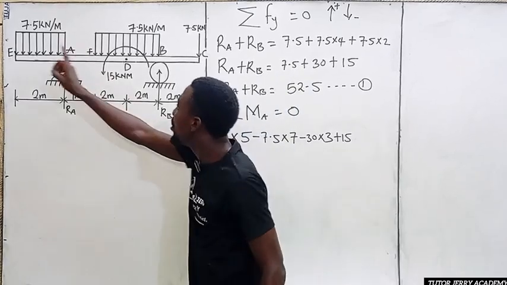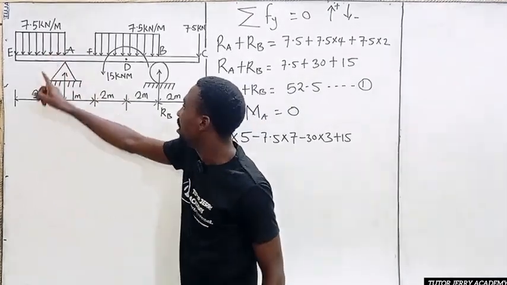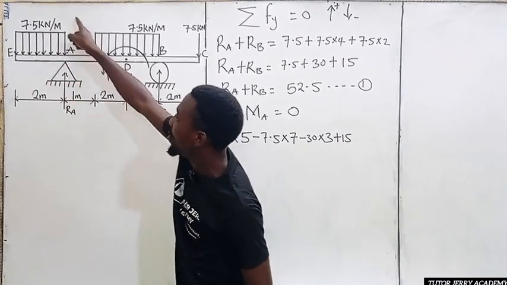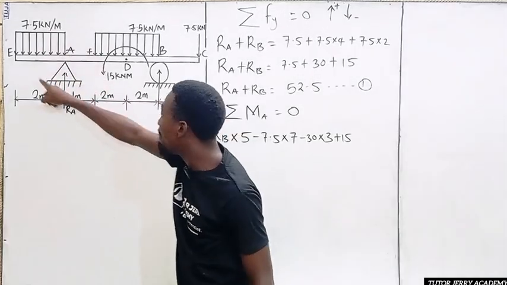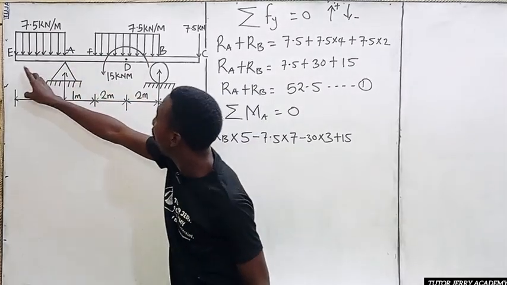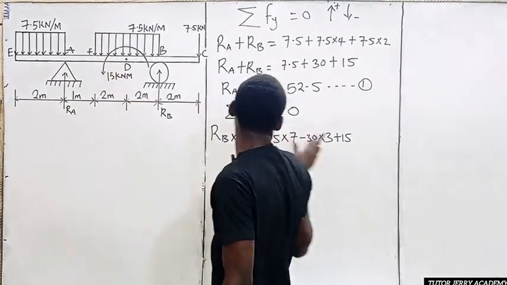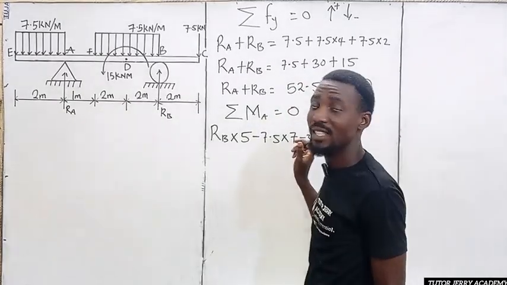And this moment that we are taking is going in what direction? It's going in an anti-clockwise direction too. Is that clear? And this moment here is going in the same direction as the moment that is here. So both of them are going to be what? Positive. Please take note of that.